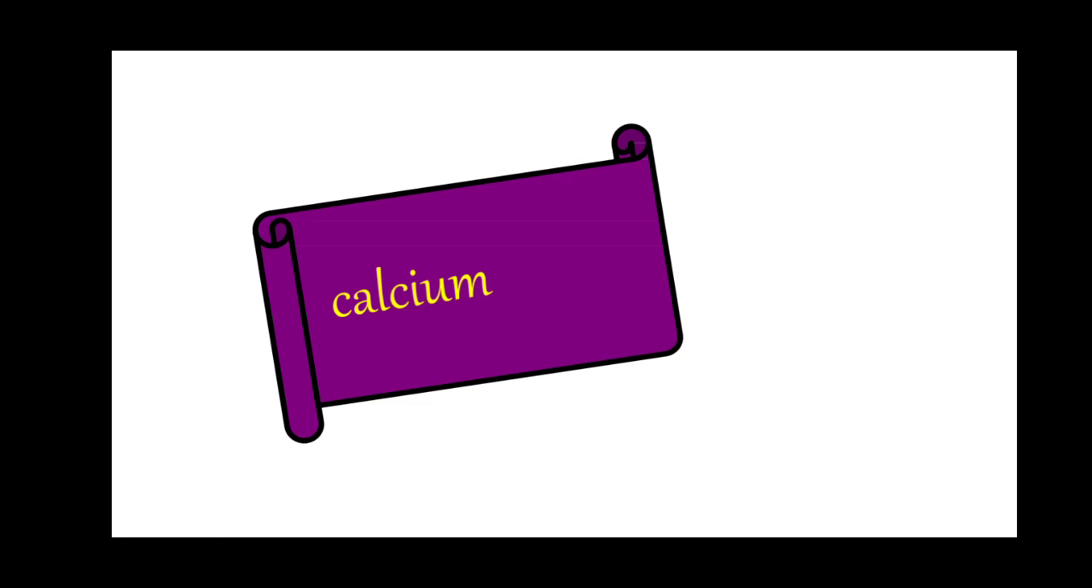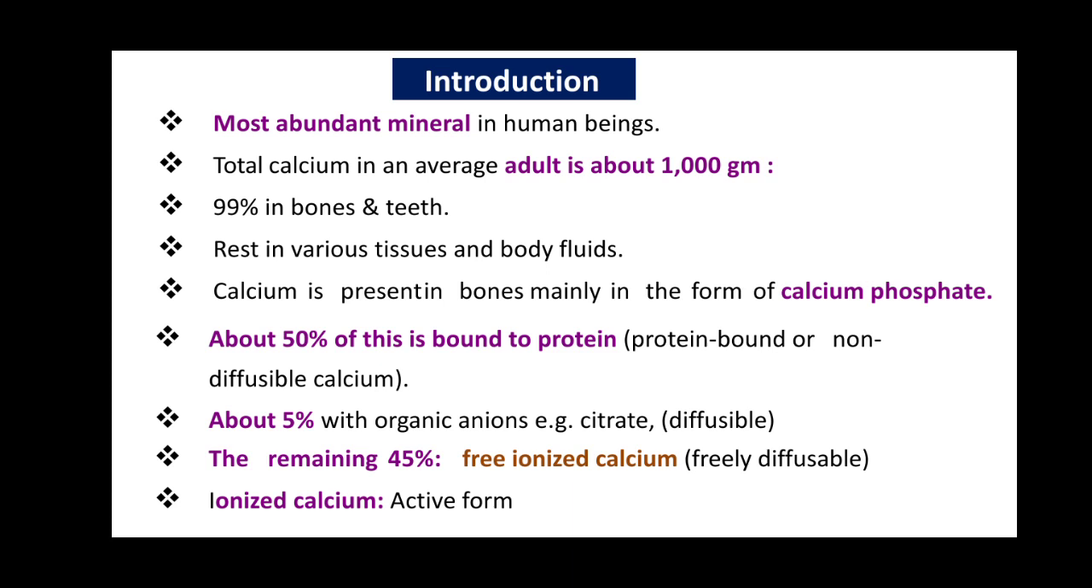Next we'll see calcium, the most abundant mineral in human beings. The total calcium in an average adult is about 1000 grams.